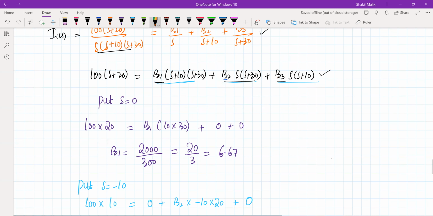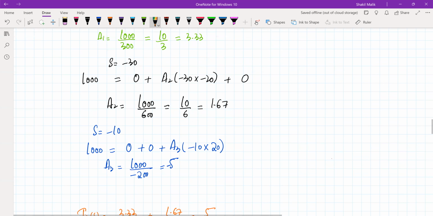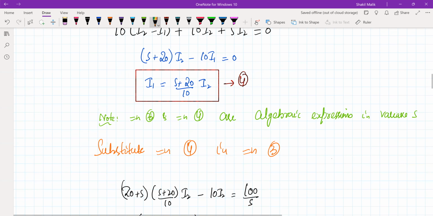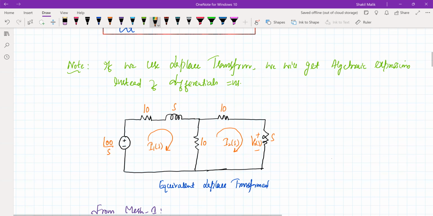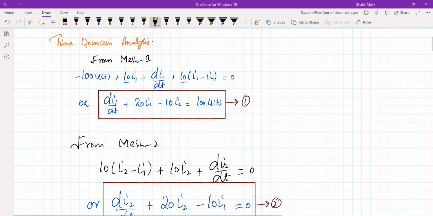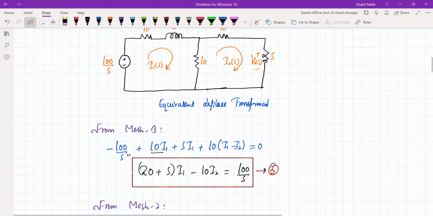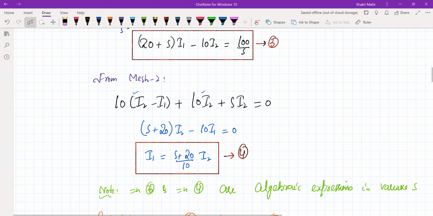Instead, if we don't use the Laplace transform, what do we have to do? We have to use differential calculus to get the value of this. But once we use the Laplace transform, it converts the integral differential equations into mere algebraic expressions. This is the beauty or the advantage of using Laplace transform. Now we need to find one more term.